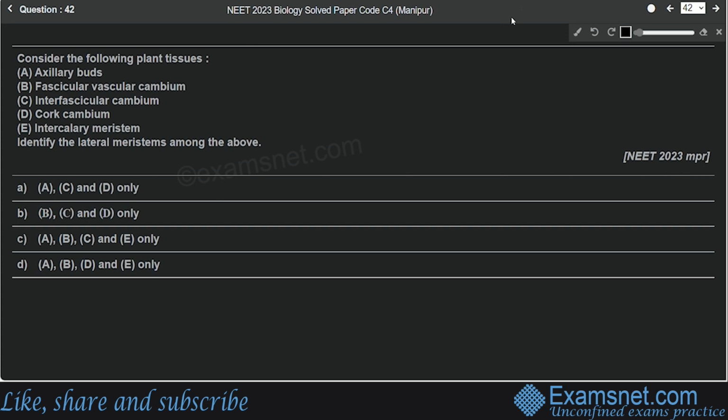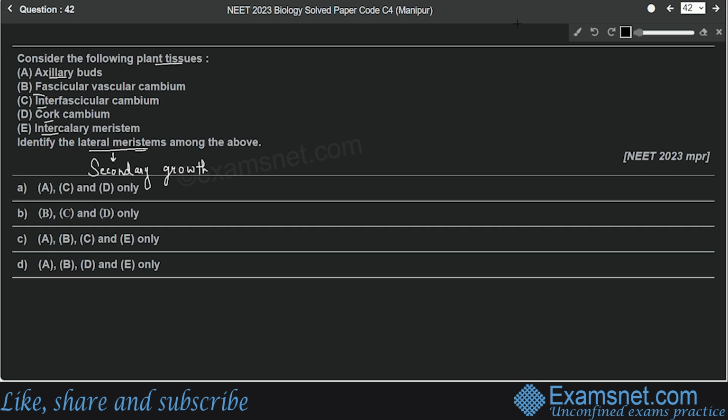Question number 42 is from the chapter Anatomy of Flowering Plants, and the question is, consider the following plant tissues: axillary buds, fascicular vascular cambium, interfascicular cambium, cork cambium, and intercalary meristem. Identify the lateral meristems among the above. So what are lateral meristems? These are the meristems that are involved in the secondary growth of the plant. Okay, secondary growth of the plant. They increase the width or the girth of the plants.